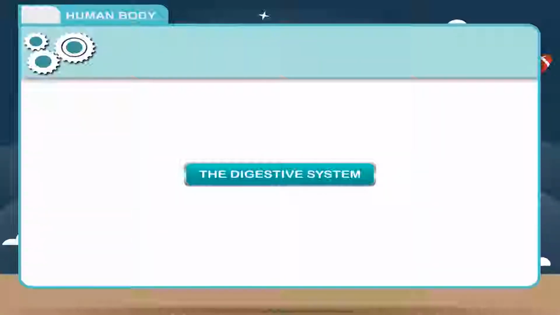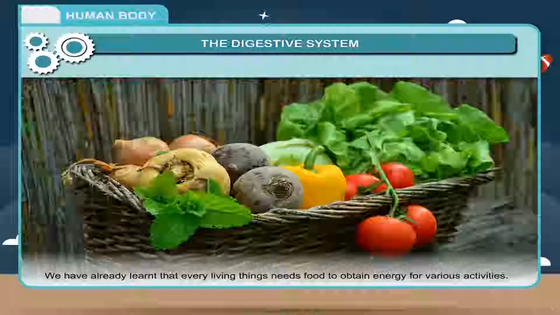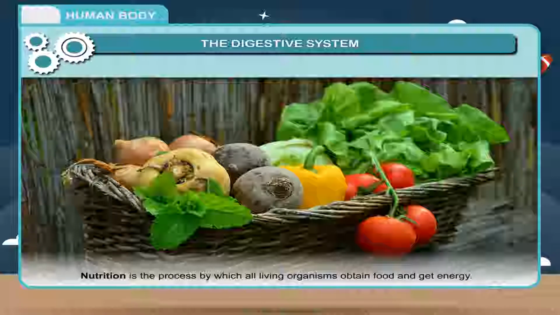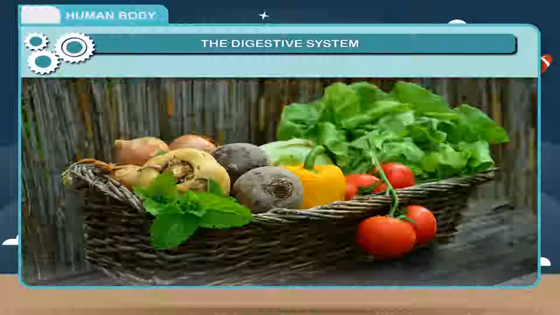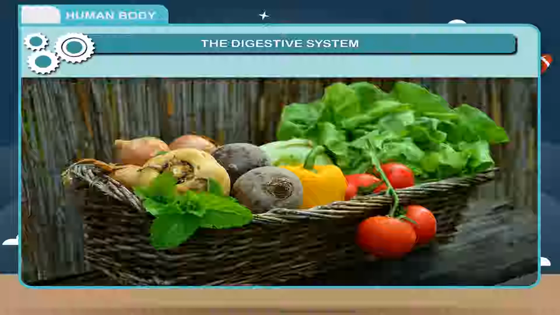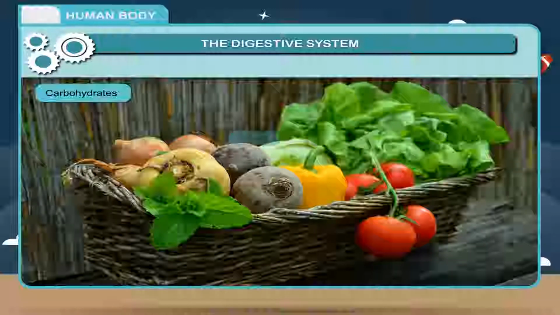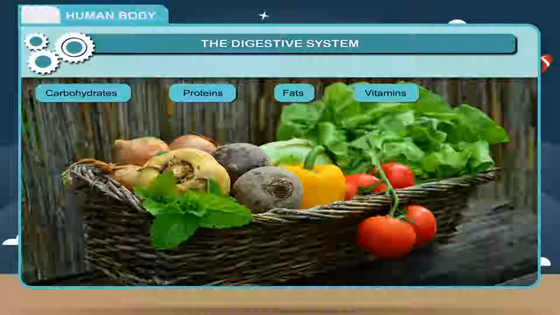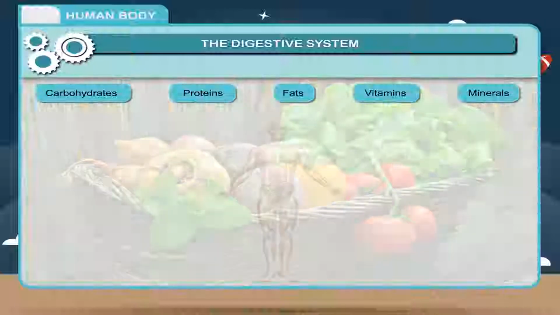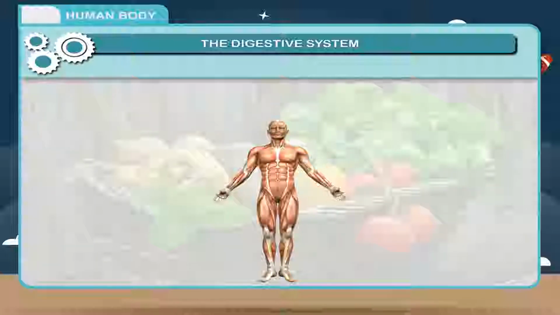The digestive system. We have already learned that every living thing needs food to obtain energy for various activities. Nutrition is the process by which all living organisms obtain food and get energy. The food that living organisms eat has different components such as carbohydrates, proteins, fats, vitamins, and minerals that are required in the building up of the body.